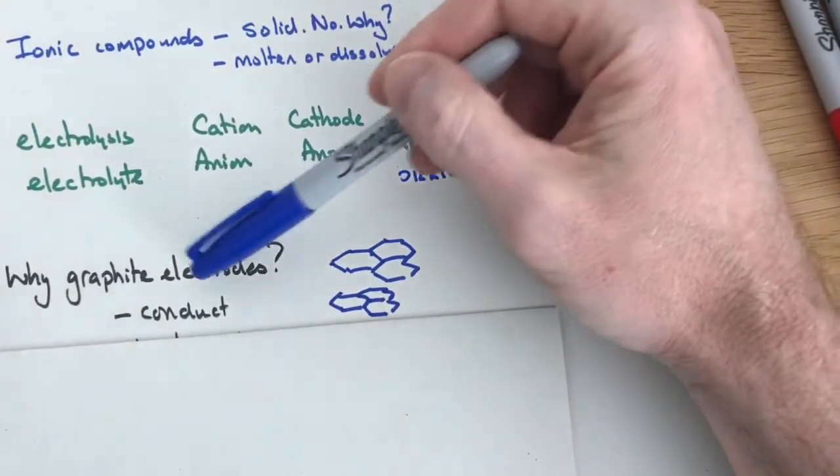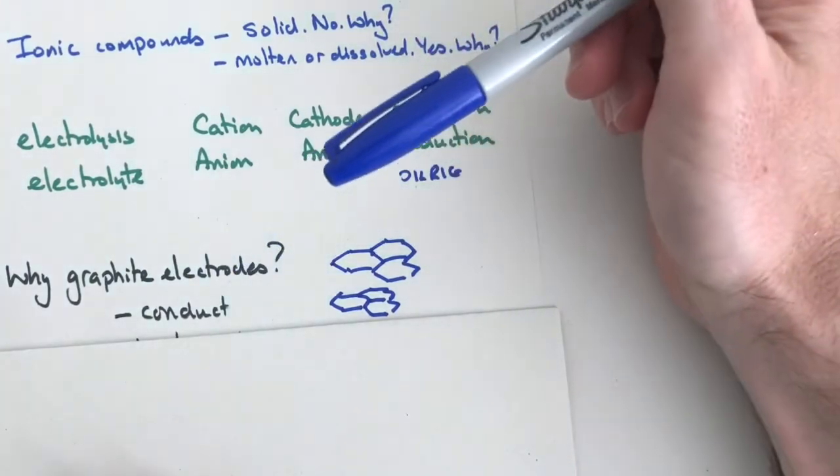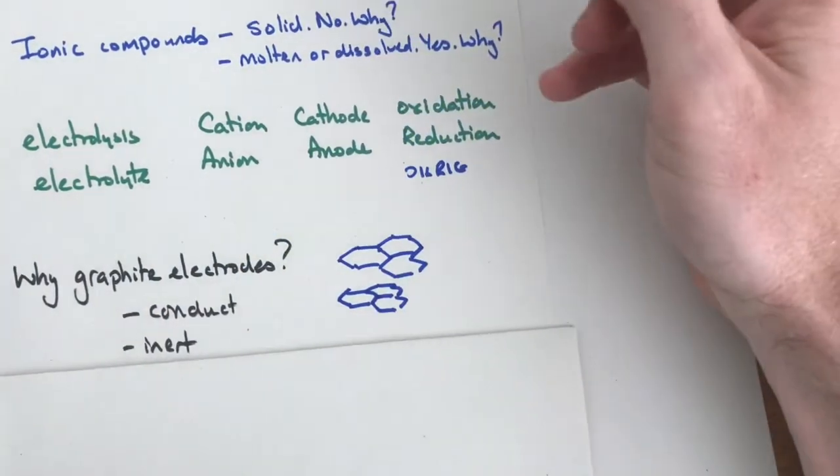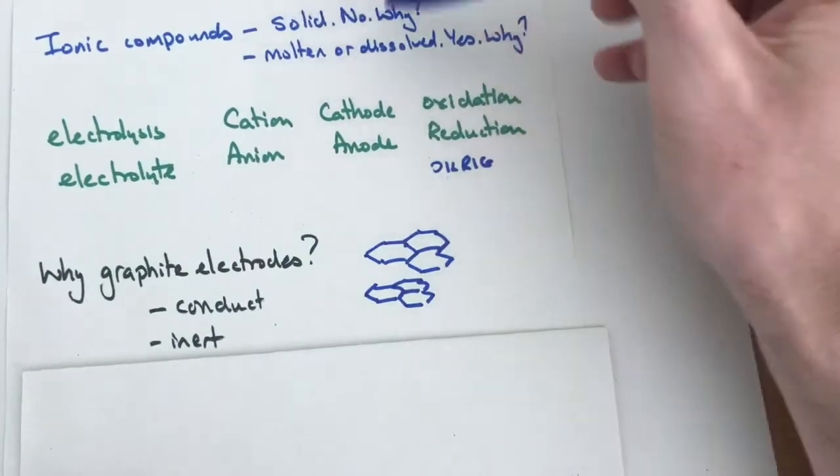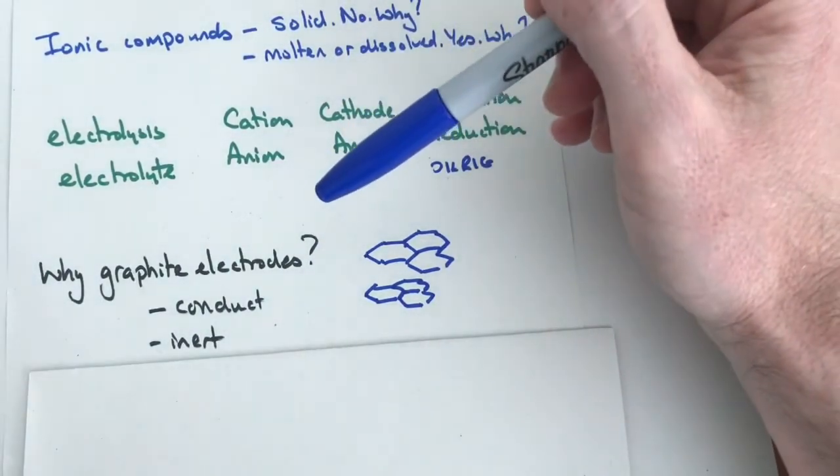The second reason we use graphite is that it is inert. Inert means unreactive. We don't want the electrodes to be part of this reaction, so we need them to be inert, unreactive.